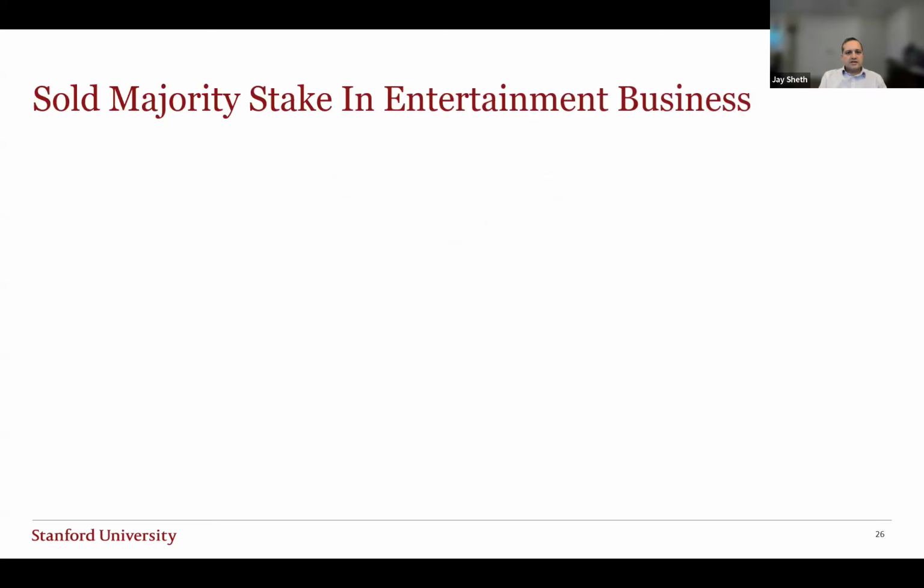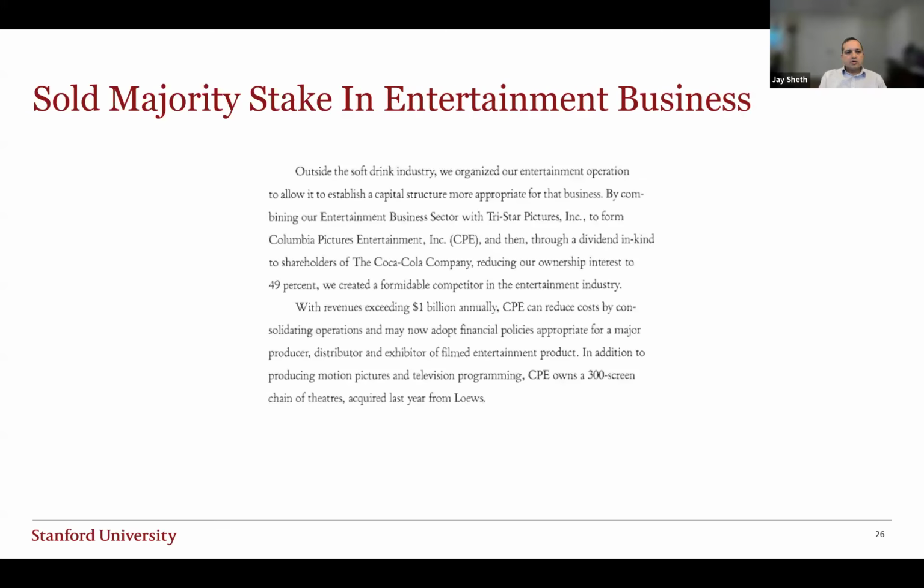They also sold the majority stake in the entertainment business. So they merged Columbia with TriStar Pictures to form Columbia Pictures Entertainment. If you see a movie today, you'll see it says Columbia TriStar. And then just like what they did with the bottlers, they reduced the ownership to 49%. And again, they said that it was because this ownership structure allowed each of the individual companies to adopt financial policies more appropriate for their business.